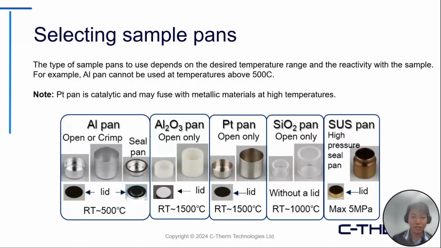And you can see that the alumina pan and the platinum pan have the same temperature range, but platinum pan has this characteristic where it is catalytic, so it might induce some unwanted chemical reactions as the sample gets heated, or metallic samples might fuse into this platinum pan at the higher temperature. So although alumina pan is inferior compared to platinum pan in terms of its thermal conductivity, it could be favorable over the platinum pan because of its inert characteristics.